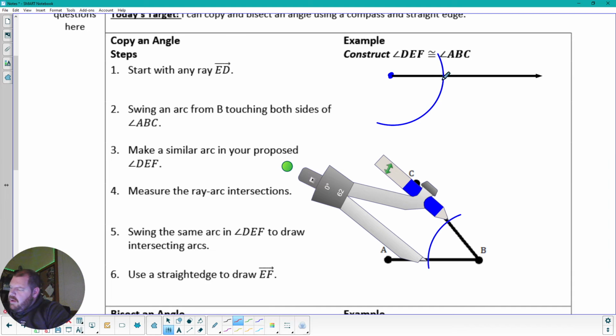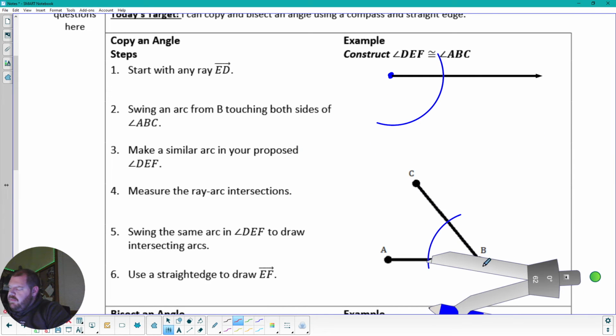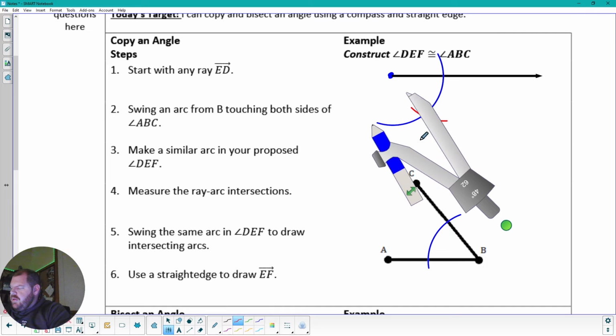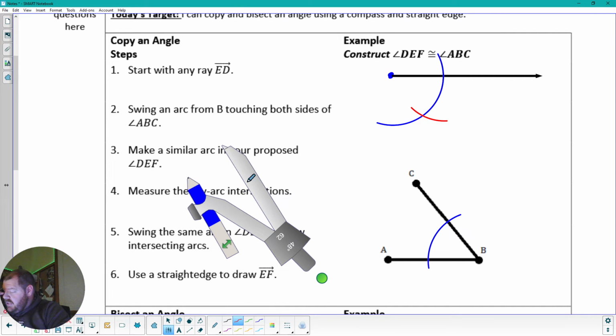Okay, now I just want to copy that opening anchored at this intersection and somewhere down here. So I am going to move it over a little bit. So I'm going to be anchored right there, and I want those two to intersect. As long as they intersect, I should be good. Yeah, so they intersect right there. And so that ray is the one that we need. And sure, I could get a protractor out. We could measure them, but they're close enough and all the steps are done correctly that they're congruent.